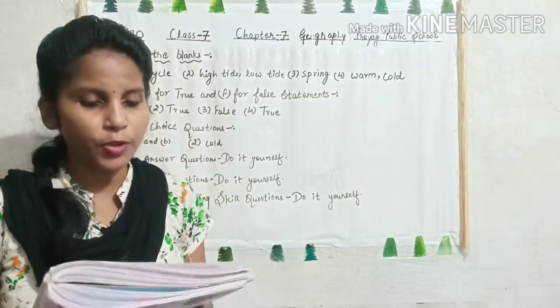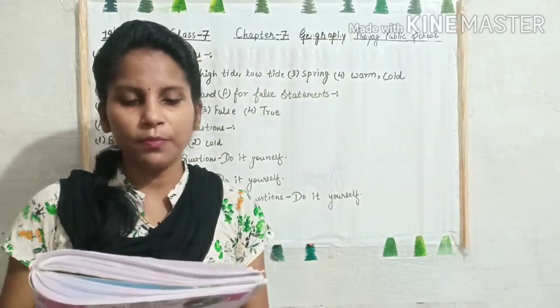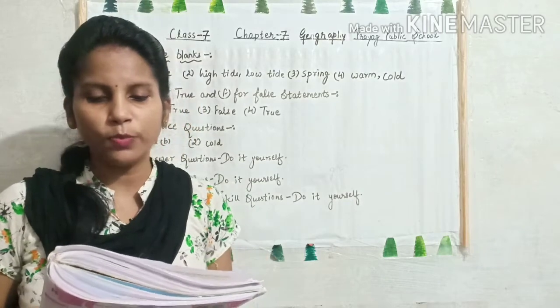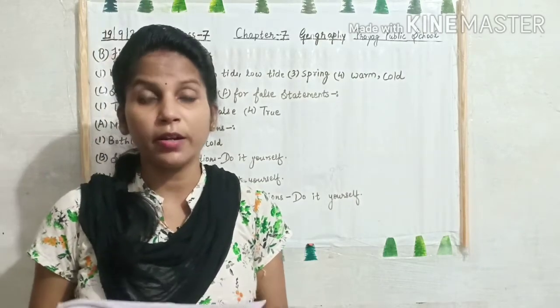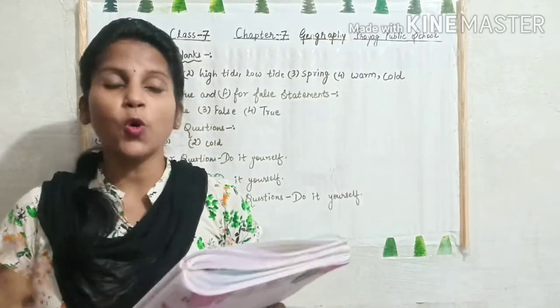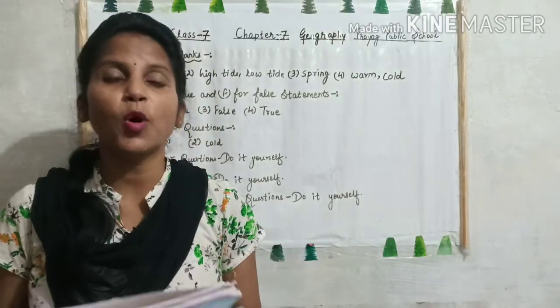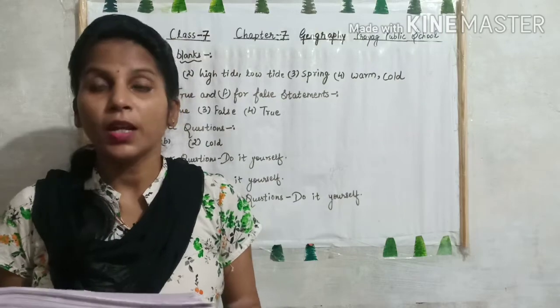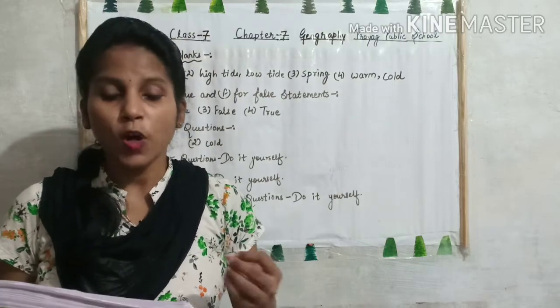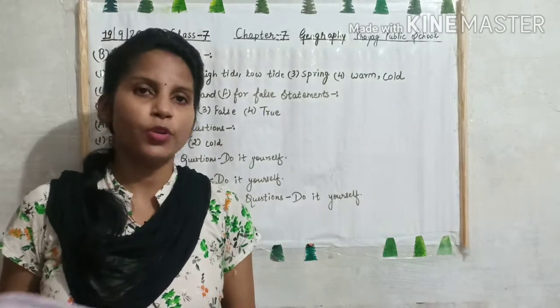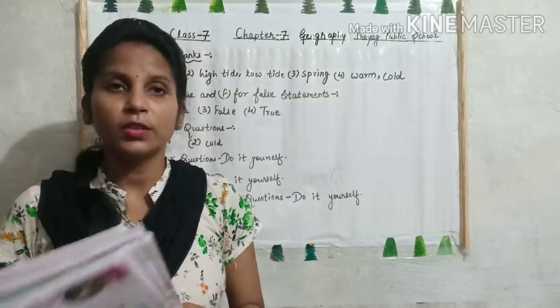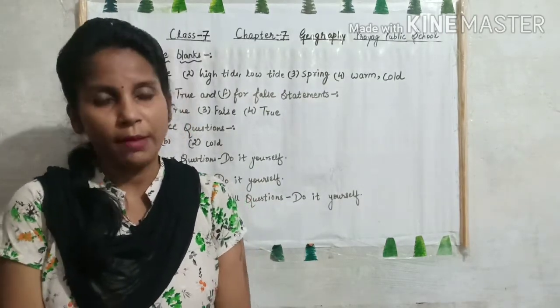Then question number 2, ocean waves play a very important role in the movement of ocean water. What will happen if the waves do not occur anymore? So in this, you have to tell that ocean waves play a very important role in the movement of ocean water. So if there are no waves, what will happen, this you have to tell. Okay, so that is all about the chapter.